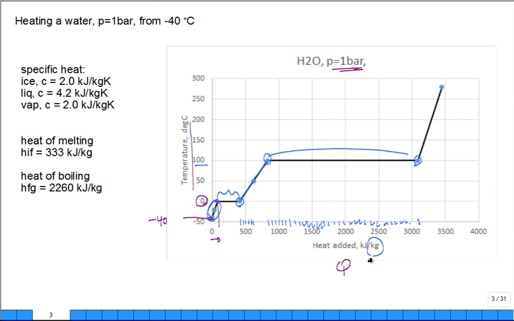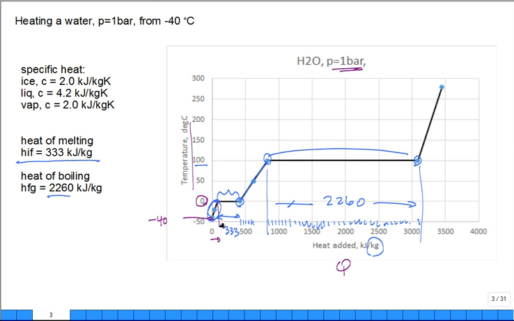So, and here's some values. To melt it, it takes 333 kilojoules per kilogram at 0 degrees C. To boil it, it takes 2,260 kilojoules to boil it at 100 degrees C. The length of this line on the x-axis is around 2,260. The length of this line on the x-axis, 333.